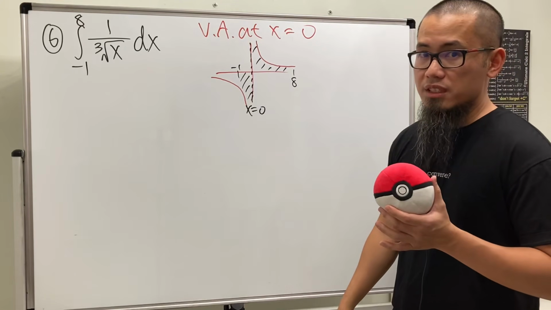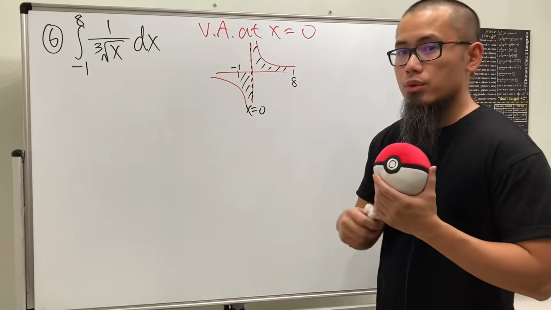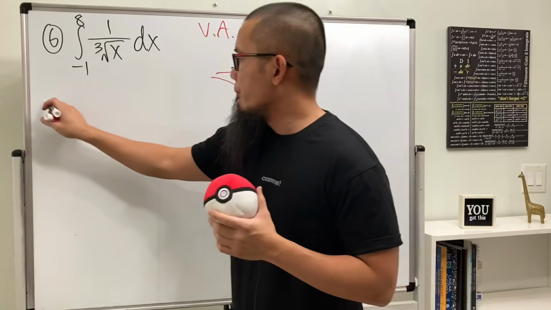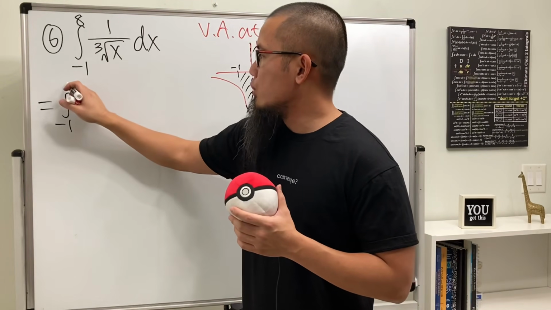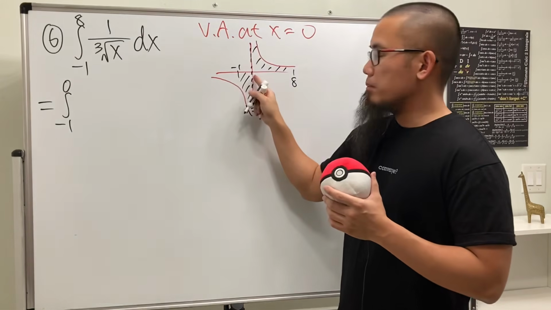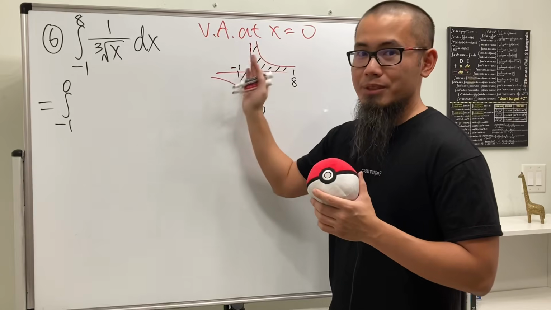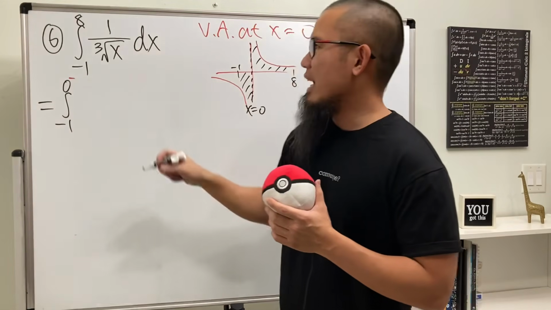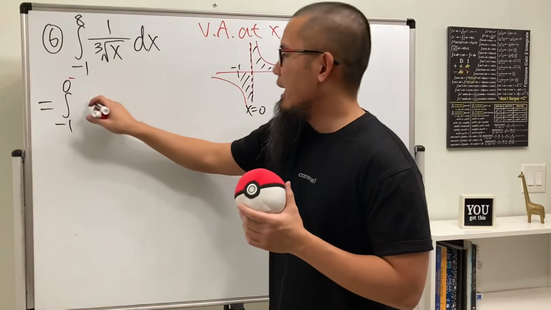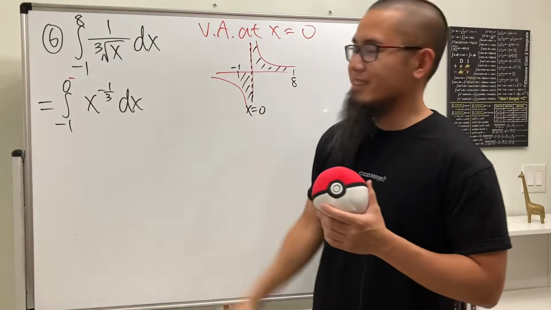The way to take care of this is to not include 0. We have to break that into 2 parts. So here we go. Firstly, we look at the integral going from negative 1 to 0, but we have to avoid 0, so we do 0 minus right here. And then we have this, which I'm just going to write as x to the negative 1/3 power, because we are about to integrate that.